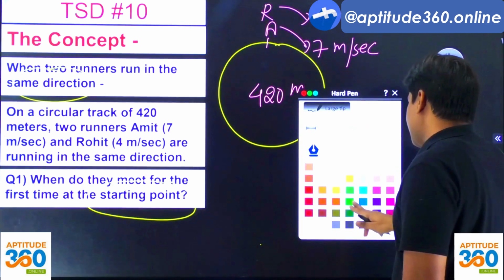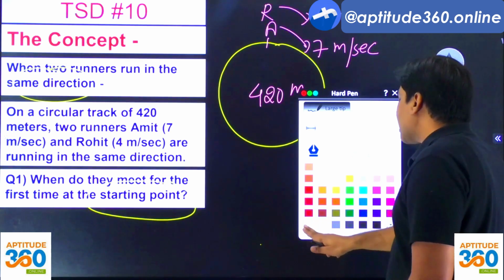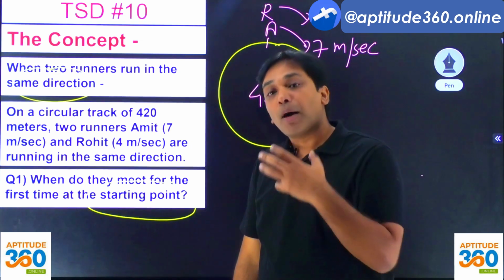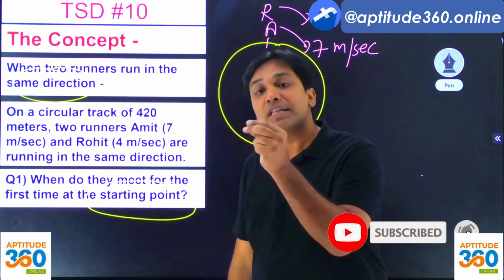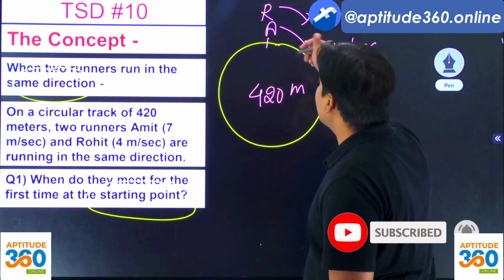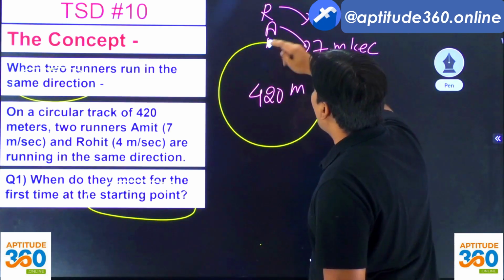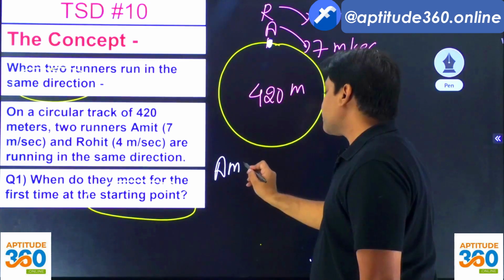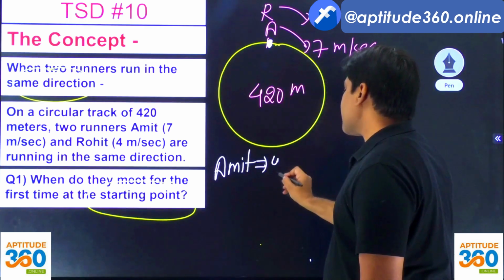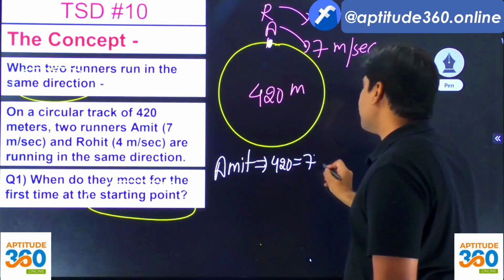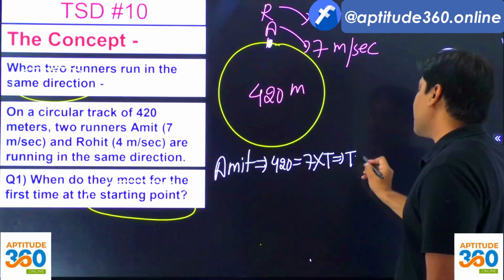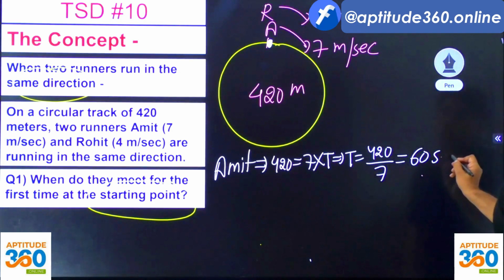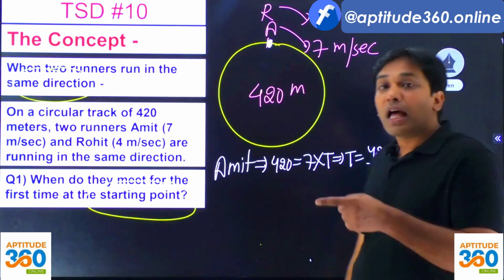Now, understand this thing. Let us first find out the number of seconds when Amit and Rohit individually will be reaching the starting point. First let's find out, you started from this starting point and you have to come back to the starting point. So Amit is going to be taking how many seconds? Distance is equal to speed into time. So time is 420 upon 7, which is 60 seconds. So in 60 seconds, Amit will again be at the starting point.